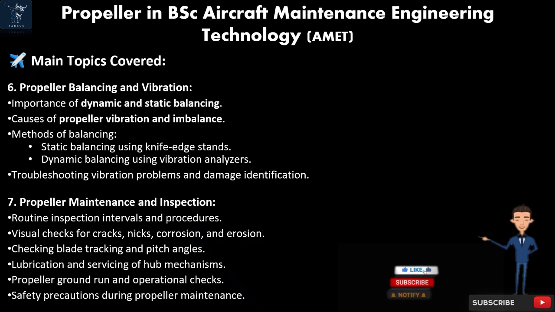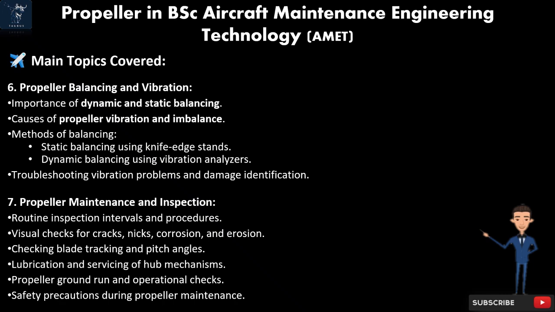7. Propeller maintenance and inspection. Routine inspection intervals and procedures. Visual checks for cracks, nicks, corrosion, and erosion. Checking blade tracking and pitch angles. Lubrication and servicing of hub mechanisms. Propeller ground run and operational checks. Safety precautions during propeller maintenance.